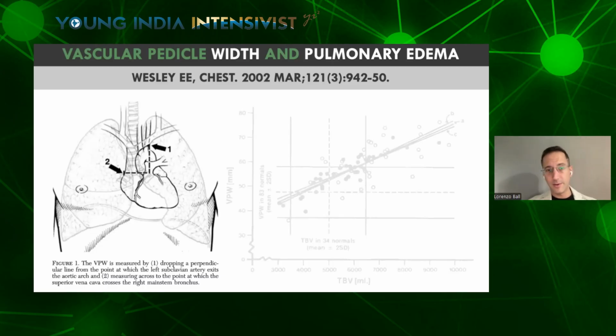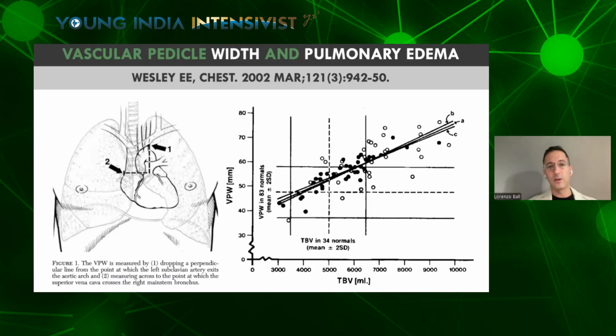This simple number correlates very well with the amount of total blood volume. It's a sign of hyperperfusion and a sign of pulmonary edema. The correlation is very good. It's not complicated. It's just measuring two lines on the conventional chest X-ray, and we already get very good information on how the patient is at risk of having fluid overload and pulmonary edema.